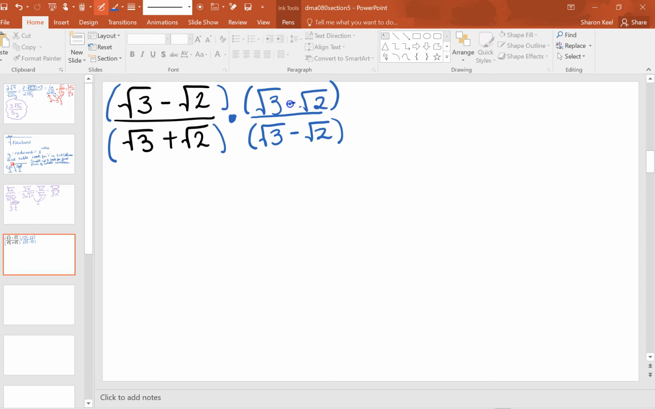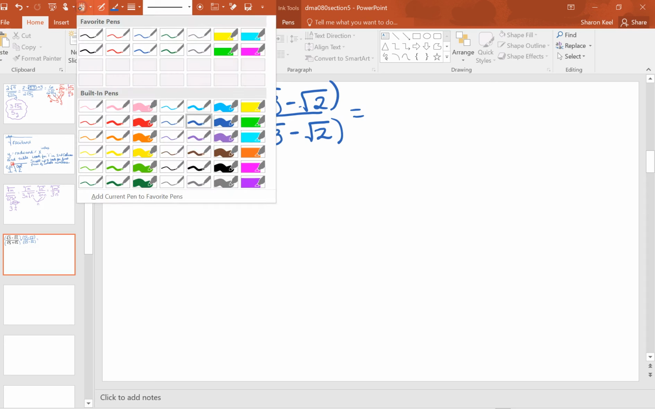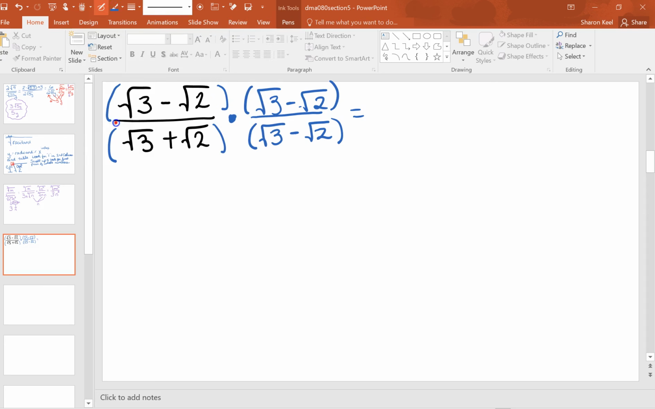Now this problem is going to give us a good practice of foiling the numerator and foiling the denominator. We learned how to FOIL the other day, so let's look at foiling the numerator. I'm going to do that in red. So we're going to do first, outside, inside, last.